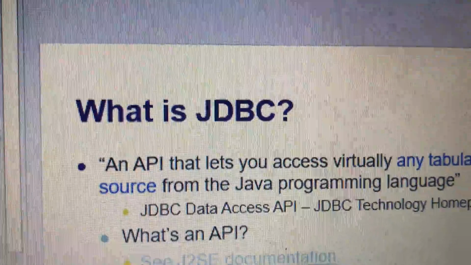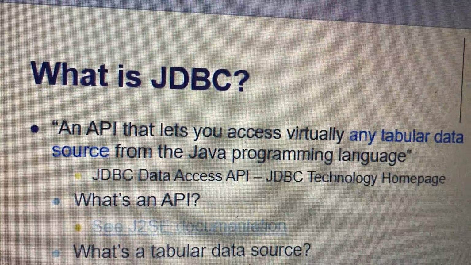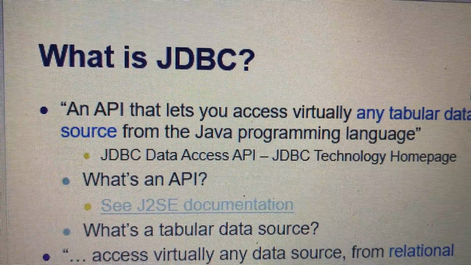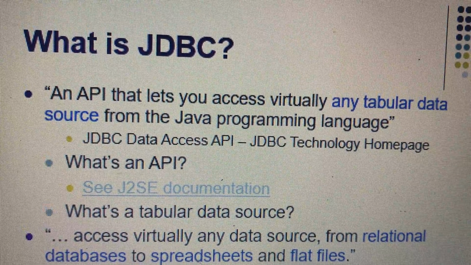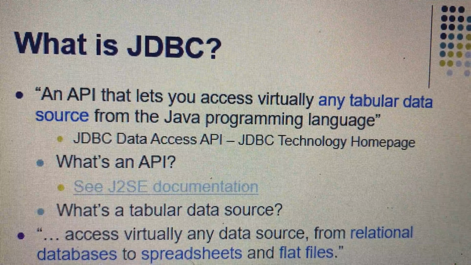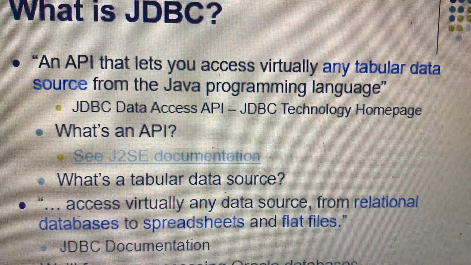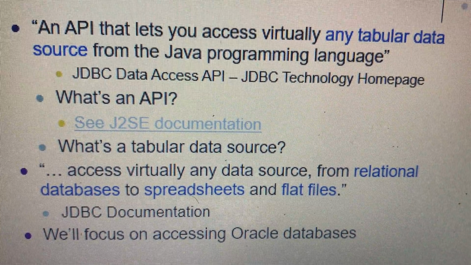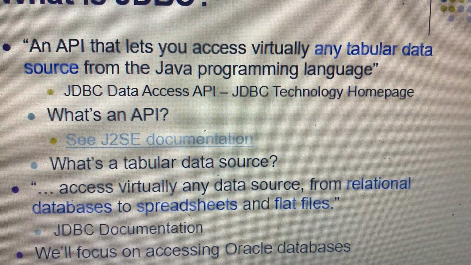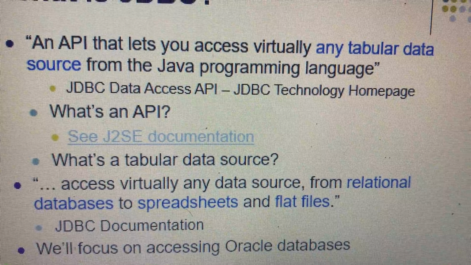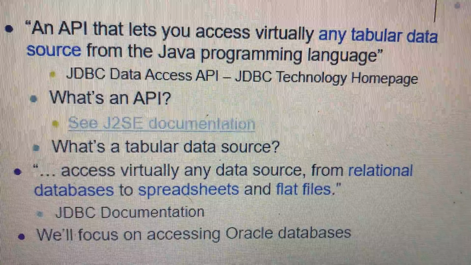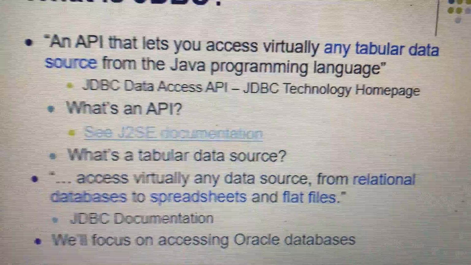And coming to what JDBC is, database connectivity: JDBC is an API that lets you access virtually any tabular data source from the Java programming language. JDBC data access API, JDBC technology homepage with API. It lets you access virtually any data source, from relational databases to spreadsheets and flat files. The JDBC documentation will focus on accessing Oracle database.